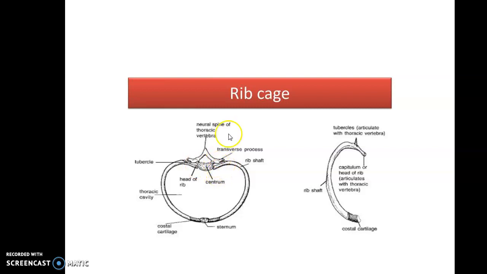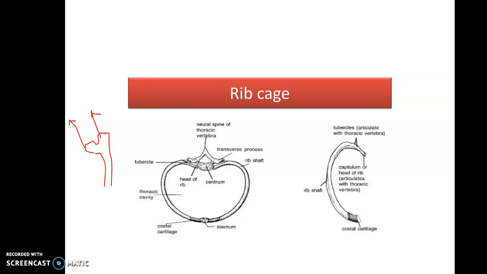Okay. So a double head is called dicondylic, or dicephalous. Okay. So the head has two parts, one is the tuberculum, and this is the capitulum. If it is single headed, the tuberculum will be absent. So it is called monocephalous.